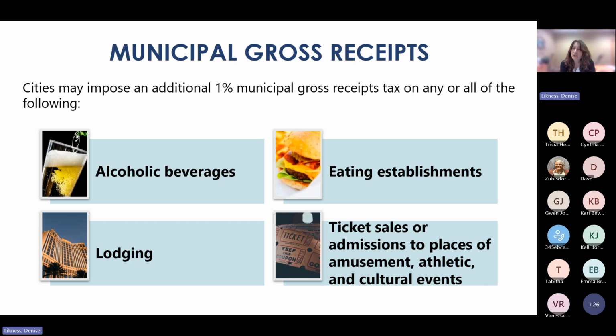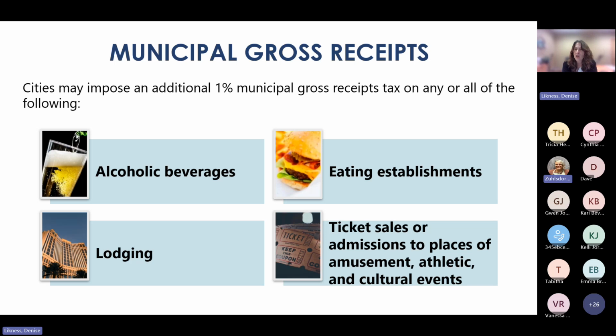But municipal gross receipts tax. Cities may impose an additional 1%. We used to call this the bed, booze, and board tax, and it covers alcohol beverages, eating establishments, restaurants, lodging, hotels, Airbnbs, ticket sales, or admissions to places of amusement, athletic events, culture events. So this is an additional 1% on top of the state and the general rate. If you go to a restaurant, it's always prepared food. It's always hot food that's served to you, or a hotel, right?